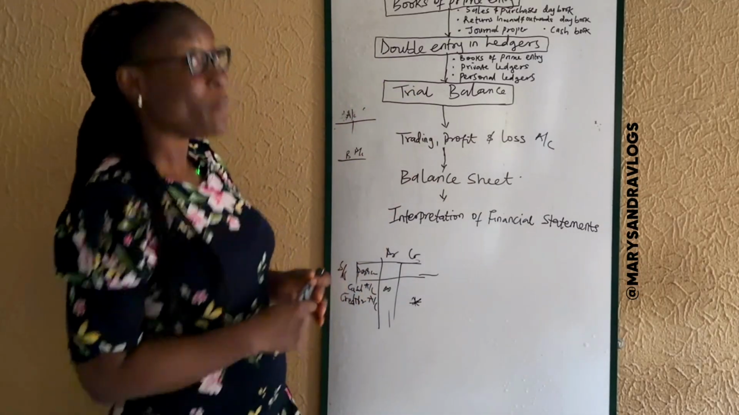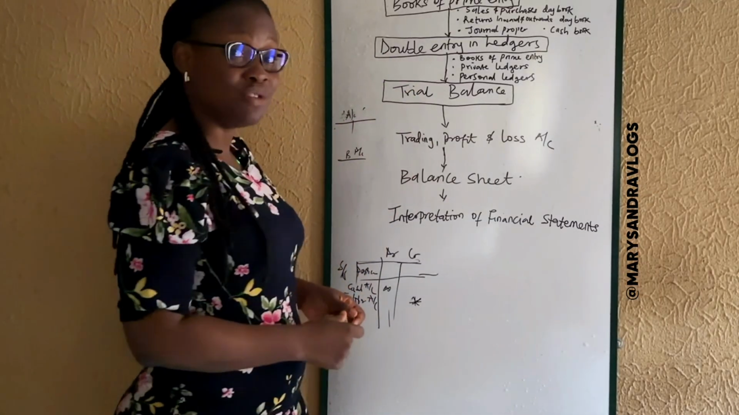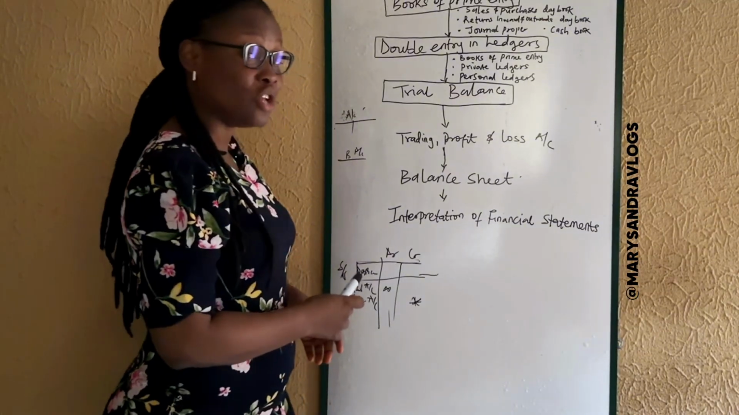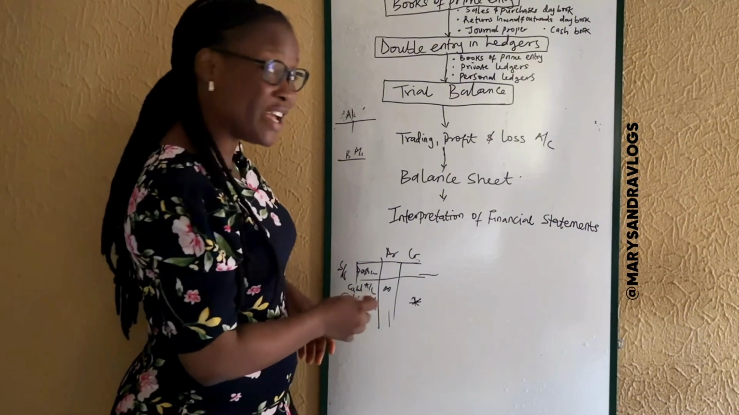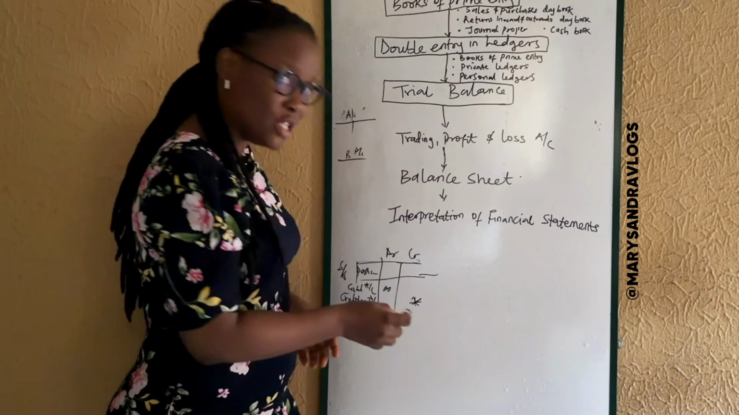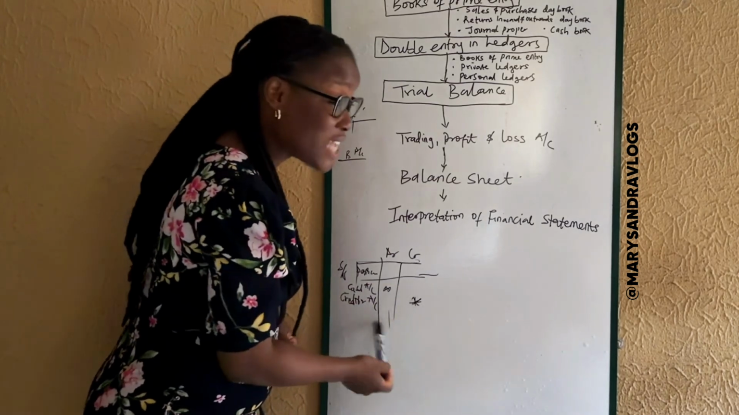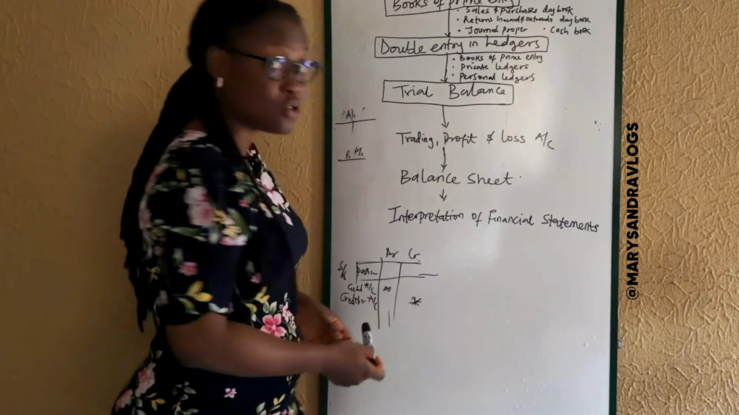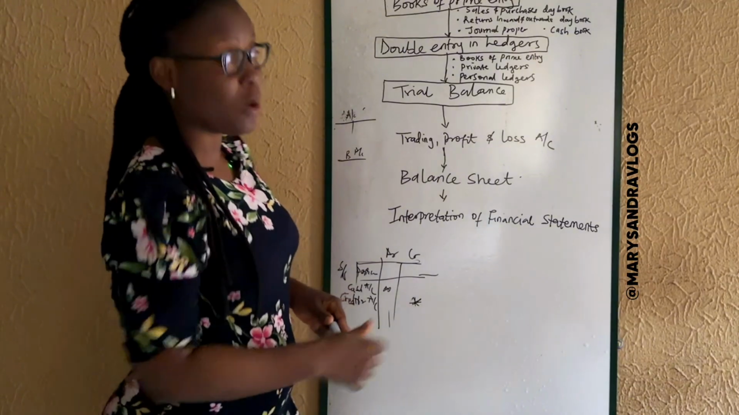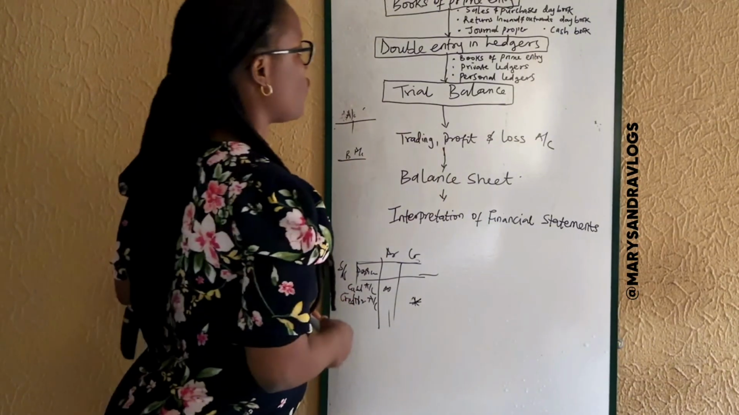Now, of course, there are some errors that do not affect the agreement of the trial balance, which means that your debit and credit side may be the same figure, 20,000, 20,000, but your ledger posting is already wrong. We're going to note those errors when the time comes.